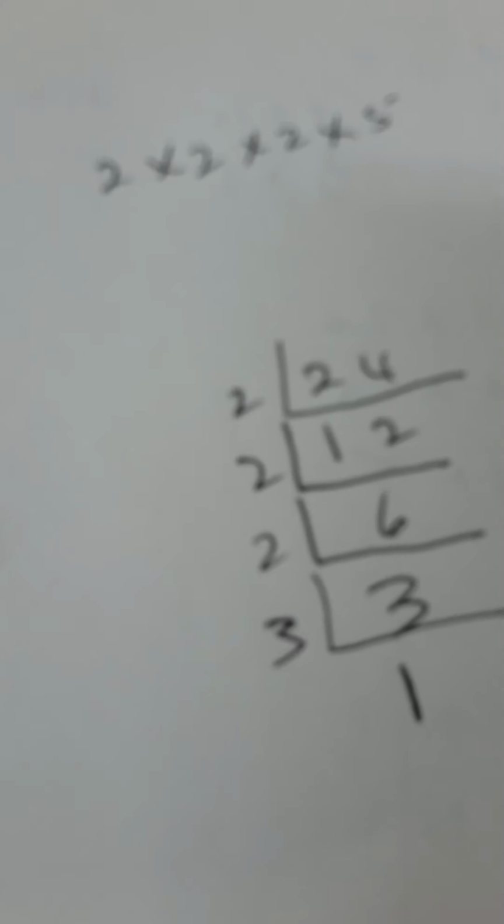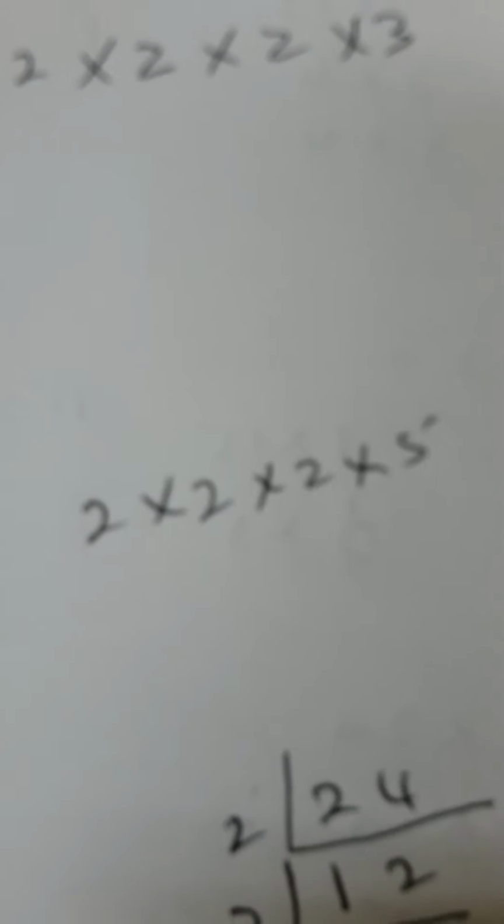And look what I got, boys and girls. I got 2 times 2 times 2 times 3. Same thing we had up here. So we write it down: 2 times 2 times 2 times 3. So we get 2 2s are 4, 2 4s are 8, 3 8s are 24. So we would have expressed 24 as a product of its prime factors.